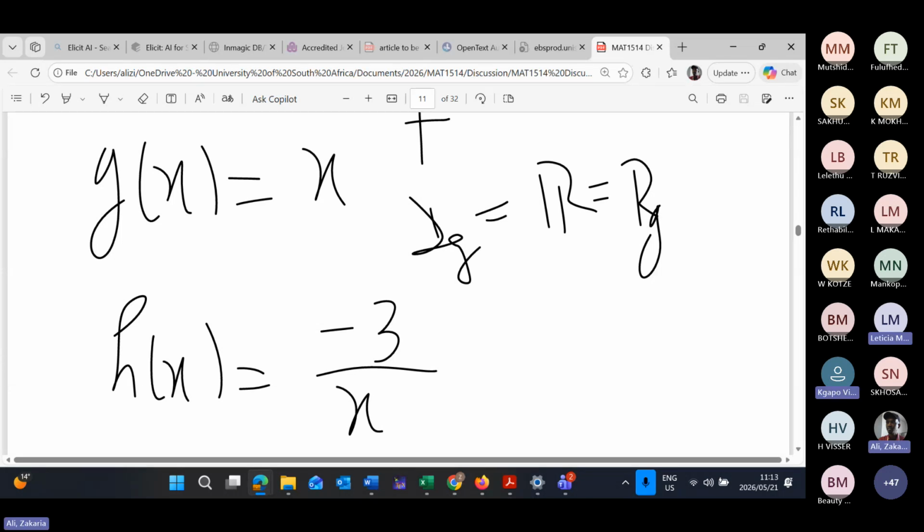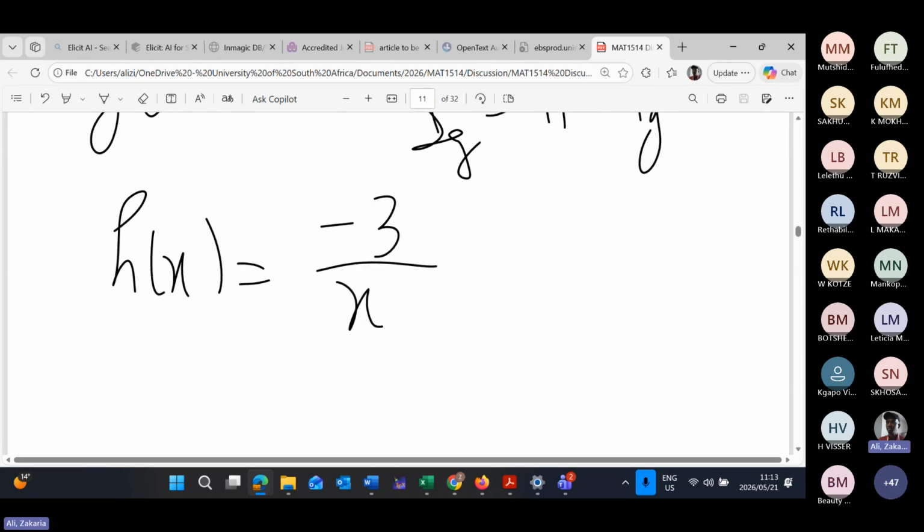Yes. Can I compute h of minus 3, h of minus 100, minus a million, h of e, h of pi? Okay, so we have all those real numbers, but there is only one problem. Where is the problem? The problem is the 0, right? Then we can say the domain is the set of all real numbers excluding 0.